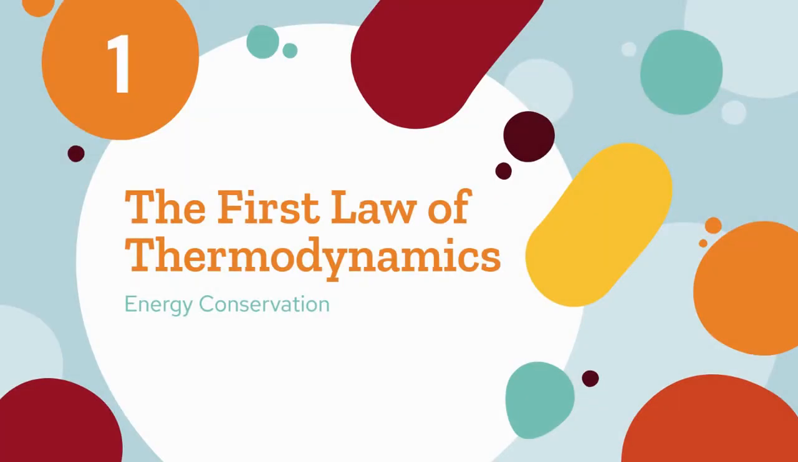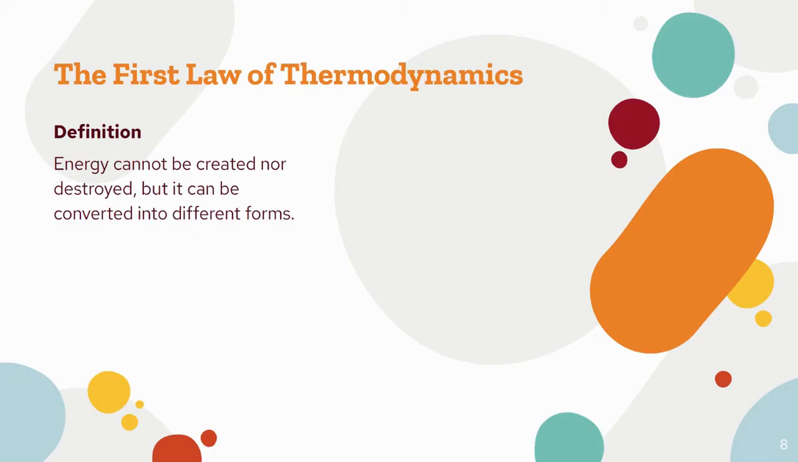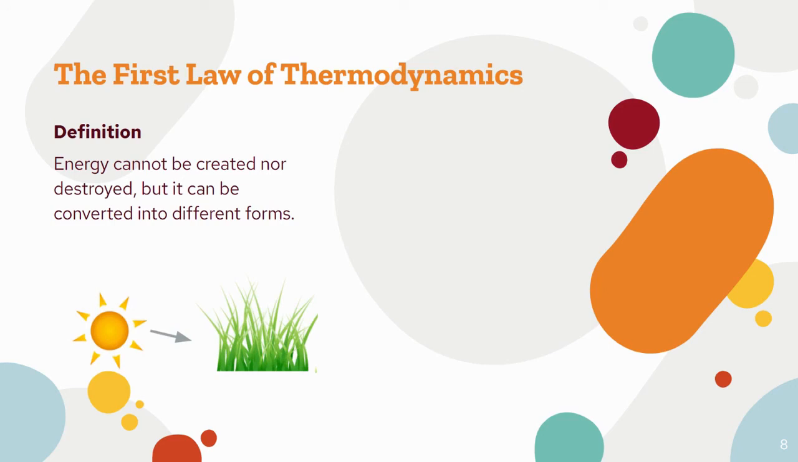The first law of thermodynamics, energy conservation. The first law of thermodynamics states that energy cannot be created nor destroyed, but it can be converted into different forms, like how mechanical energy can be converted into kinetic energy or thermal energy. For example, there is the sun. The sun's energy, some of it is transferred into grass or plants that we then eat and then convert into ATP, which we can use for motion.